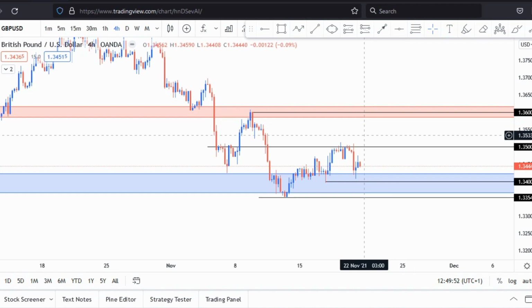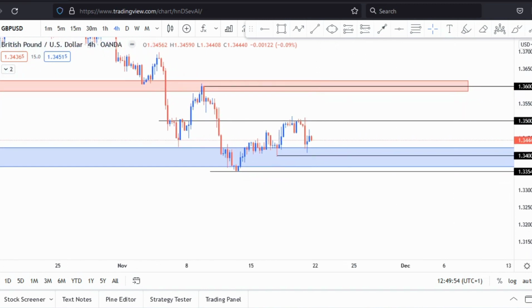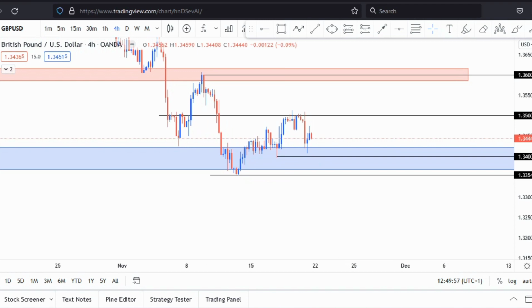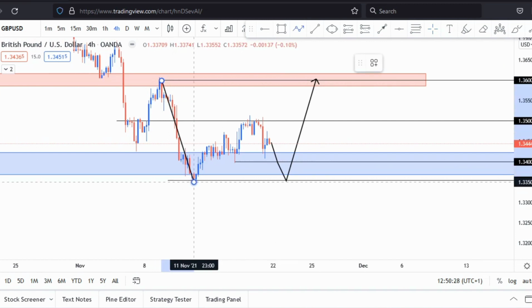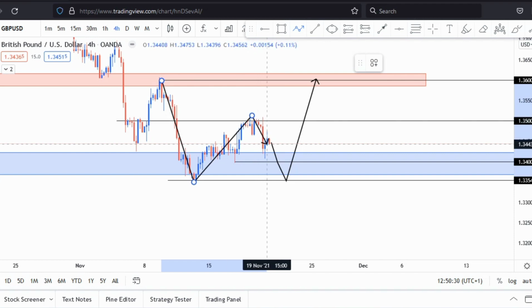So what I'm expecting for GBP USD in the coming week is one of two things, and we need to note these very important areas. So price could get back down to this 1.34 area here and bounce up to the upside, or could break it and get to this 1.335 level. And if price fails to break below this level, then we could be expecting price to continue to the upside, giving us a double bottom pattern over here.